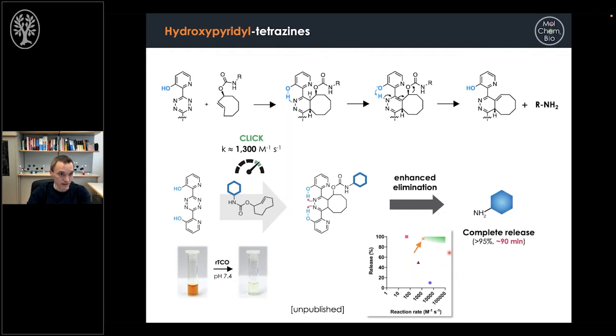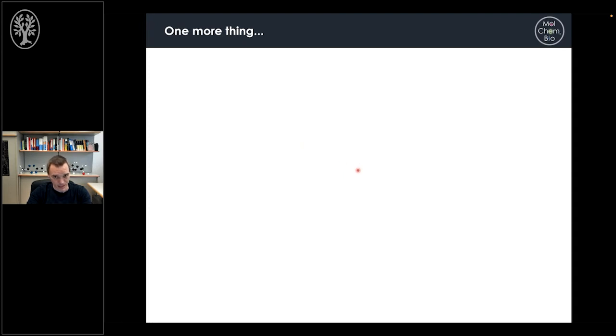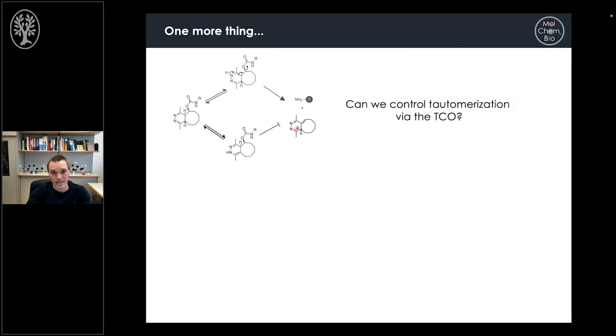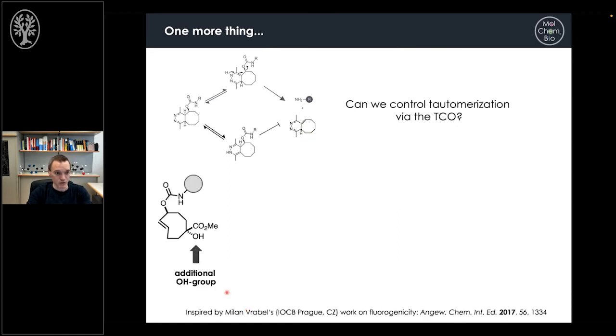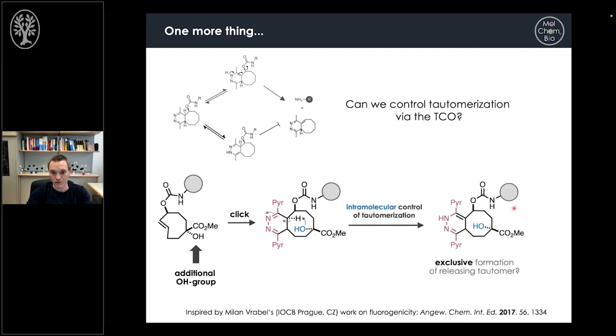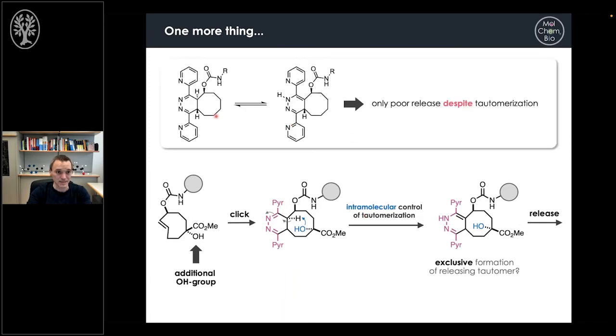And to finish, there's one last thing that I want to mention. So thinking of this tautomerization process, we thought, okay, can we control this via the TCO structure? And inspired by Milan Fraber's group, can we add this OH group here at the TCO scaffold that will later control the tautomerization, form the right tautomer, and eventually lead to release. However, in the meantime, we realized that even with pyridyl, even if we get the right tautomer, there is still no release happening. Which means, okay, if we achieve this, we might still end up with a non-releasing system.